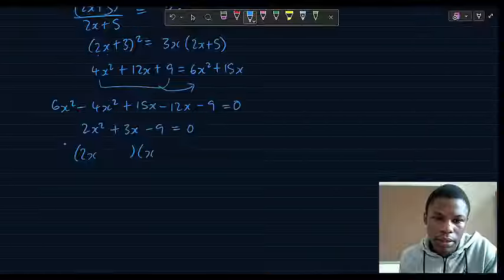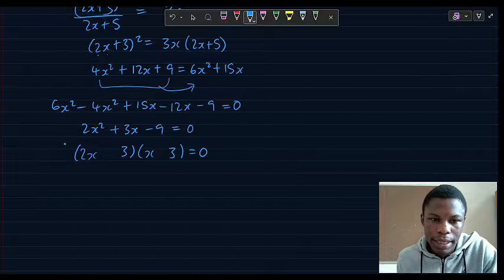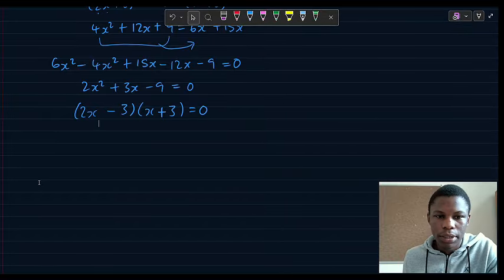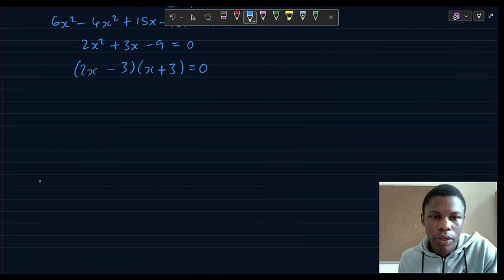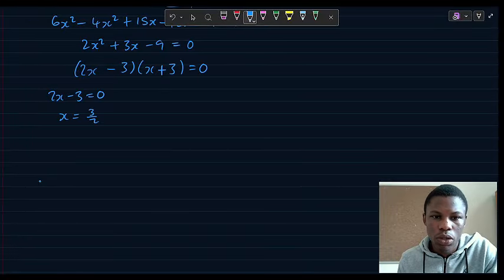2x, x, factors of 9. I've got 3 and 3. And then I want to do positive 6x minus 3x to give me a positive 3x. Okay. And alternatively, you can just use the quadratic formula. So we have that either 2x minus 3 is 0, so x here would be 3 over 2, or x plus 3 is 0, so x would be negative 3.